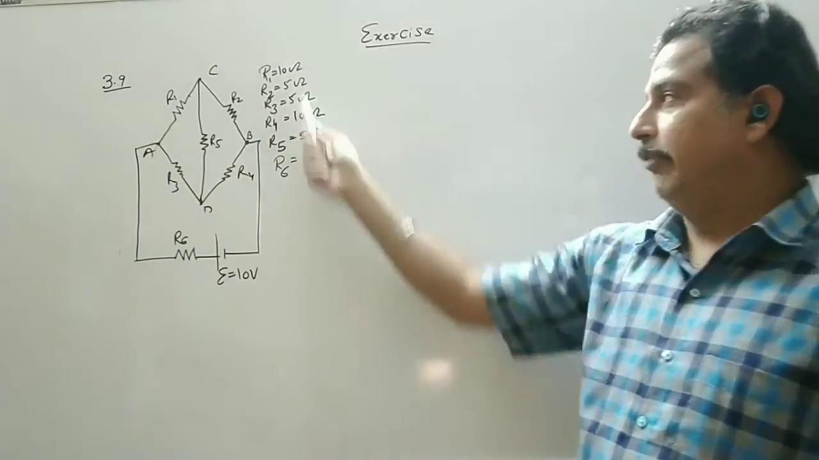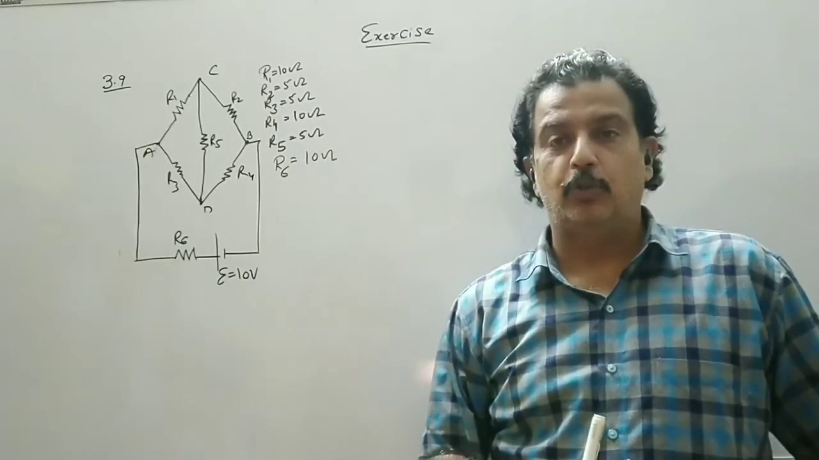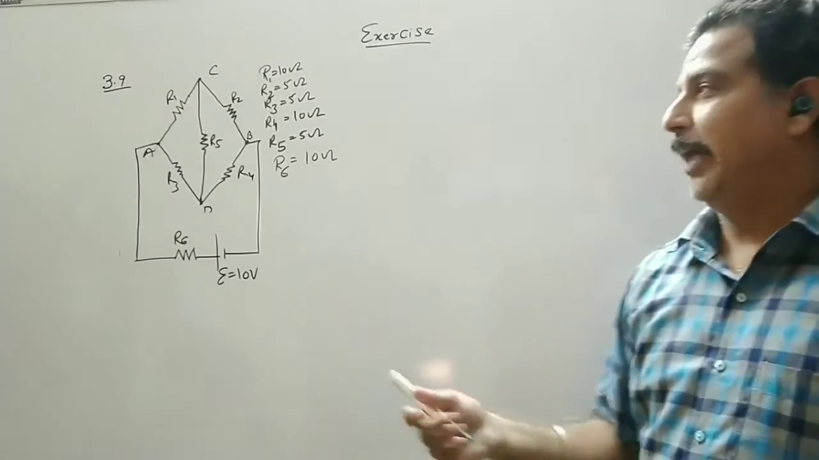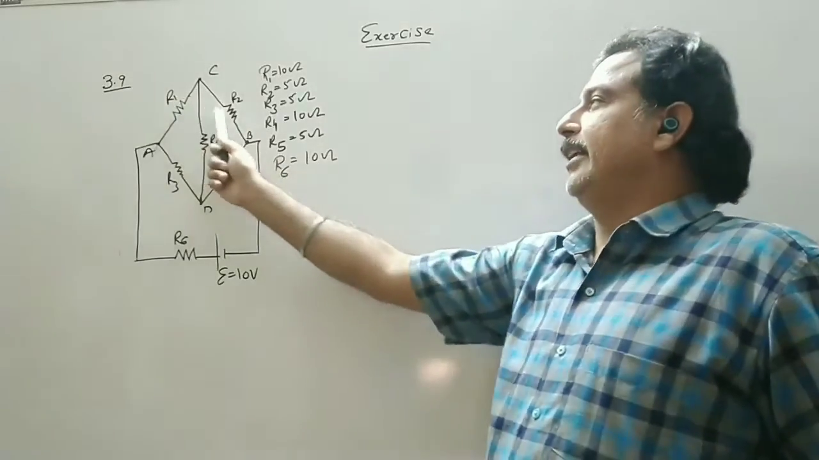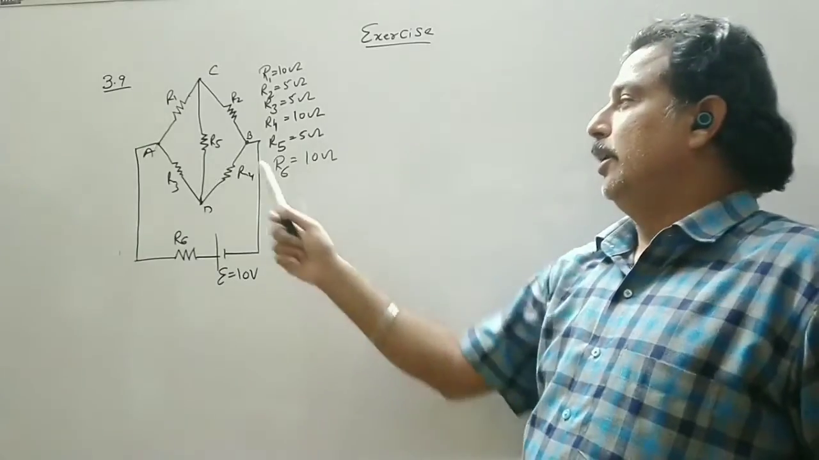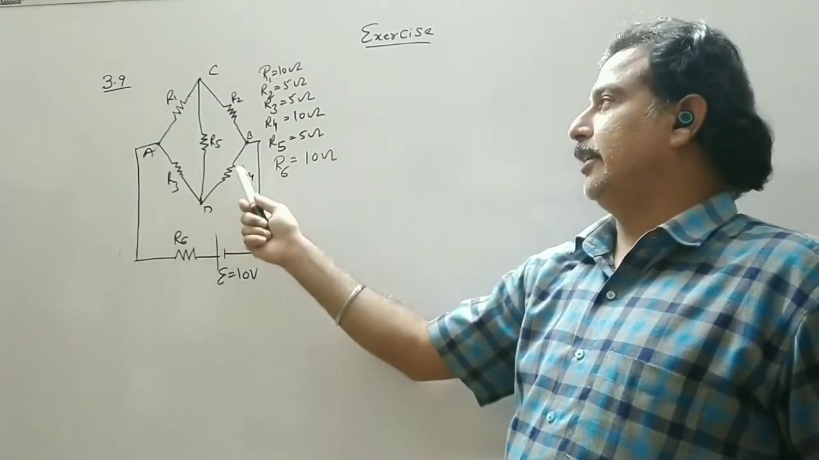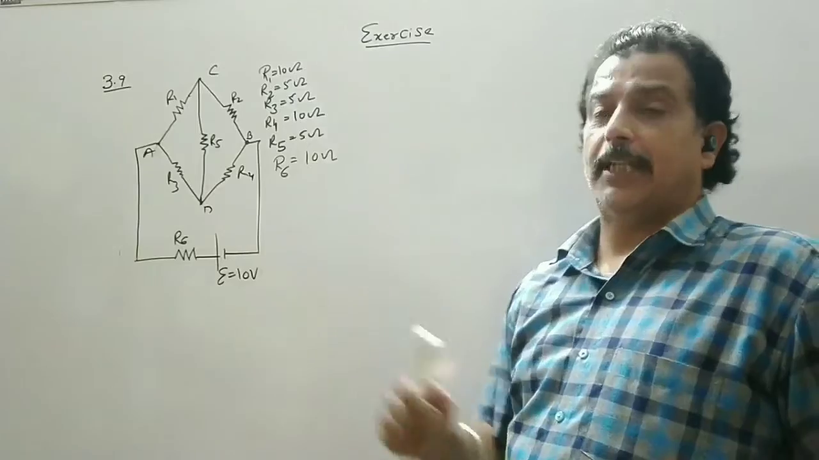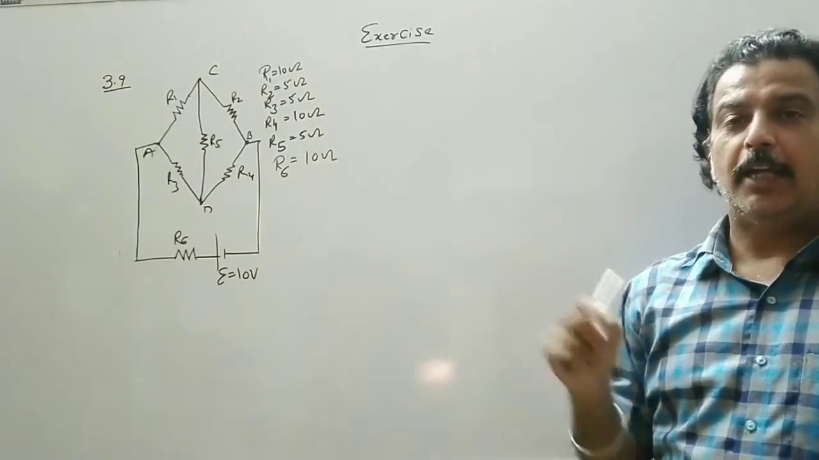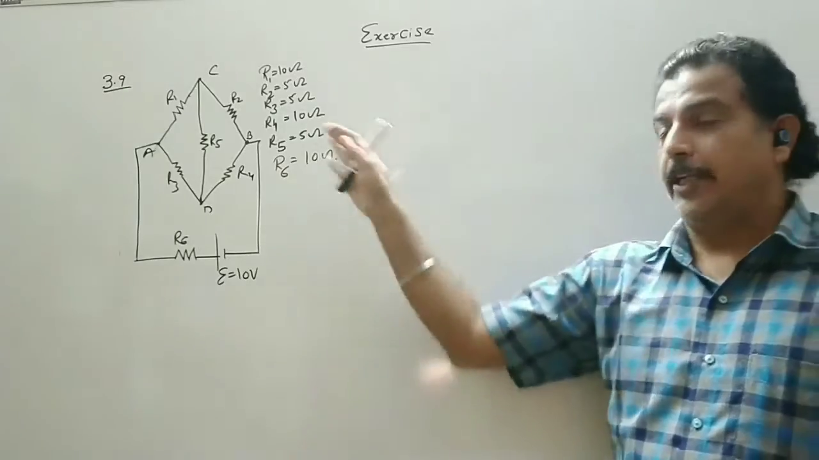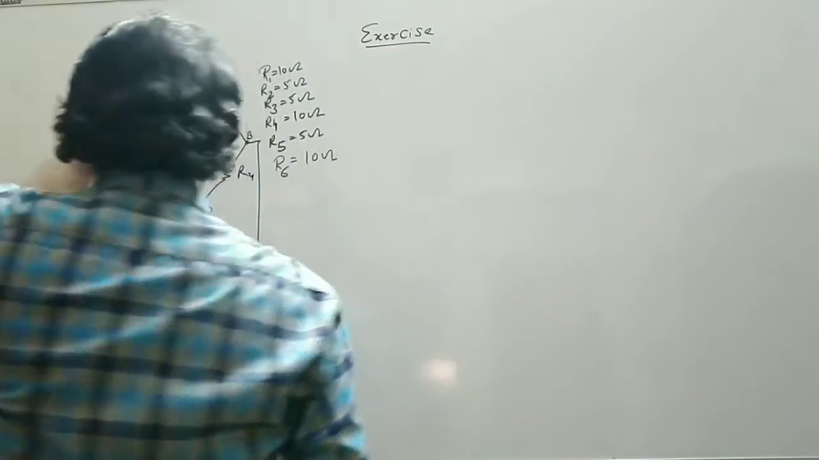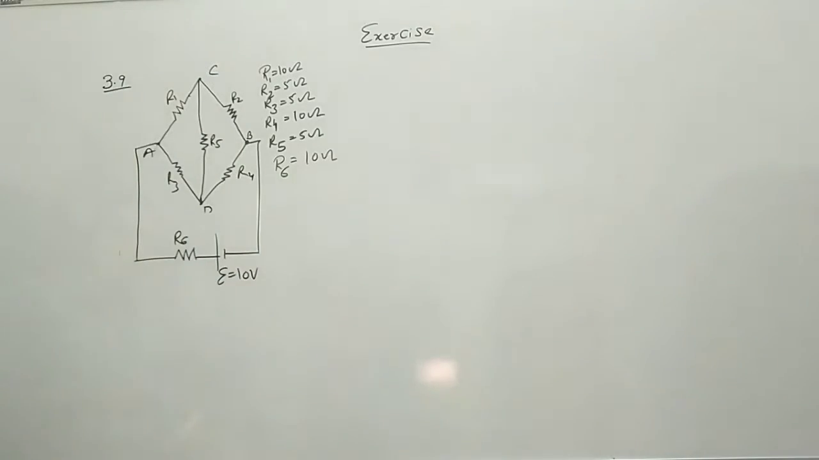The values are given. The first thing we have to check is whether the bridge is balanced or unbalanced. So R1 divided by R2, that is 10 divided by 5, that is 2, is not equal to R3 divided by R4, that is 5 upon 10, that is half. So the bridge is not balanced, and we have to find out the current flowing through each resistance or each branch. So let us do the distribution.